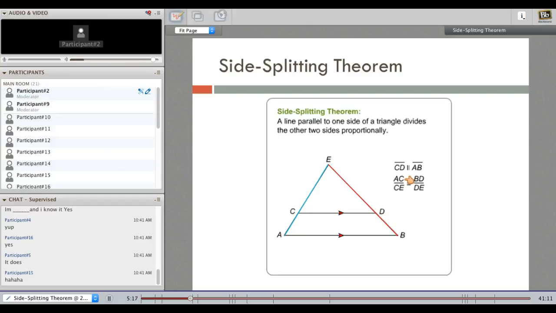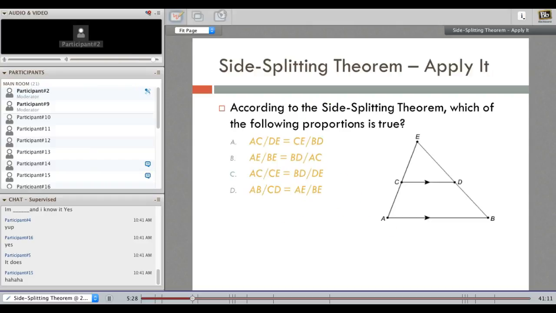So notice how AC, if you look carefully at AC, we're not doing the whole entire side. It's just like the extra piece that's not part of the smaller triangle. Okay? All right, so let's see if you were paying attention.